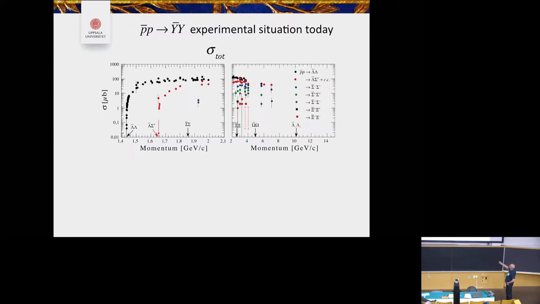There are no data available at all. This is completely uncharted territory. These are just legends. And when it comes to double strange cascades, these are the squares. These are bubble chamber measurements which have a handful of events, typically 6, 7, 8 events. So you have an idea about the cross section, but nothing else. So there's a lot of things that can be learned.